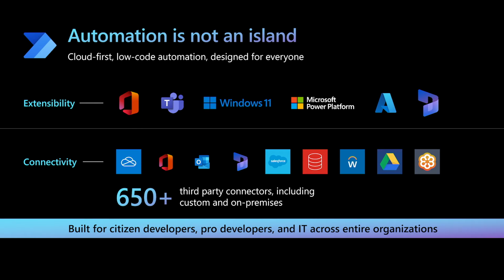Power Automate is built for enterprise scale. It's natively integrated with the Microsoft products you know and love, and integrates with over 650 third-party applications. Developers can even create custom and on-premises connectors to fit automation into their unique scenario.